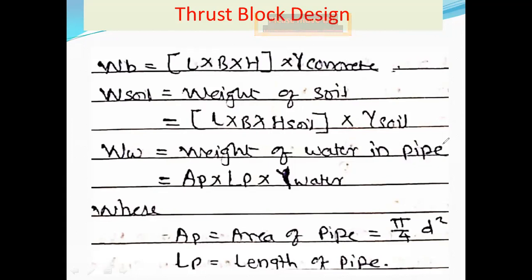WW is equal to weight of the water in the pipe, A_P into L_P into gamma W. So see here, everywhere gamma is used. So instead of using rho, you can use the gamma, like in the previous formula also.